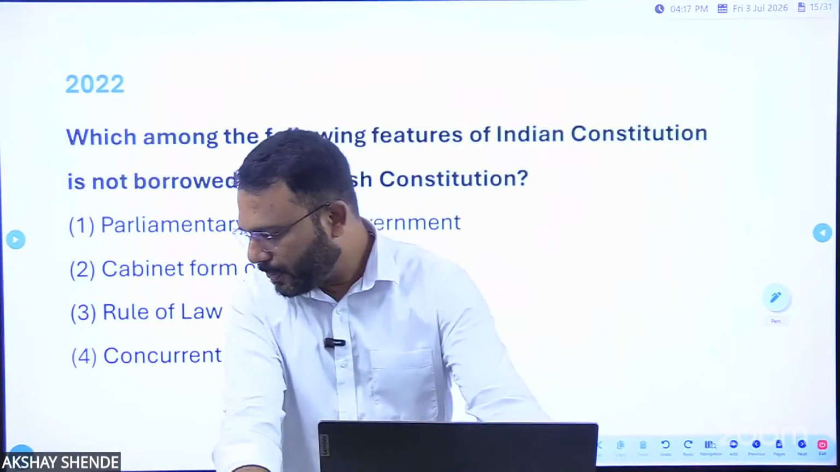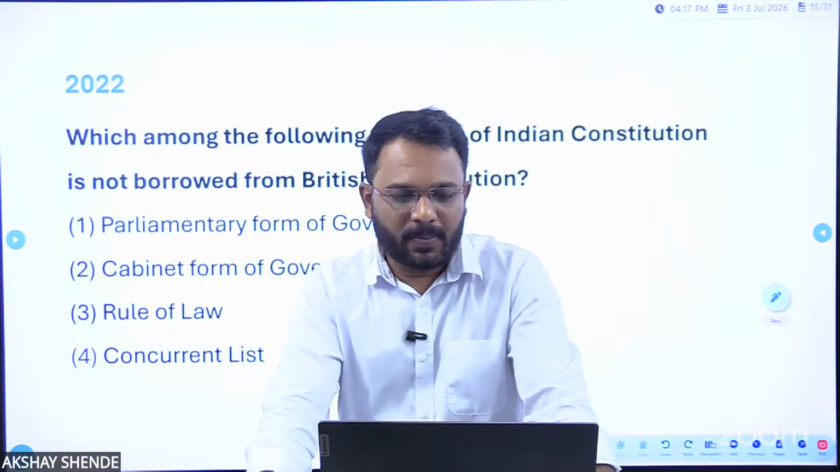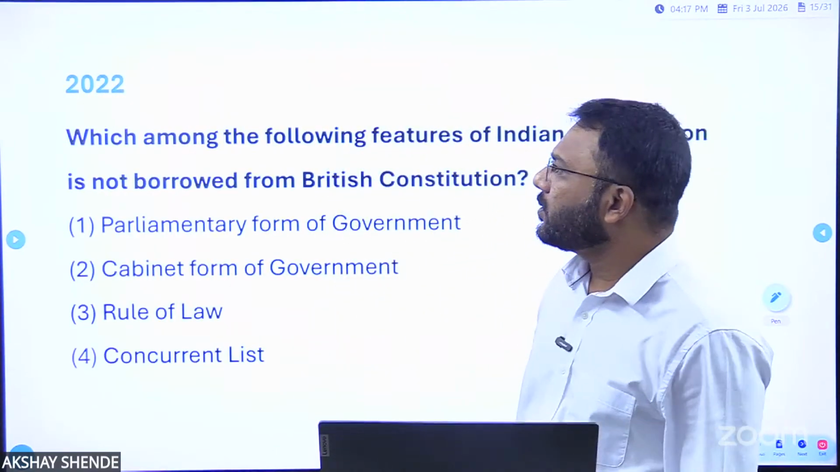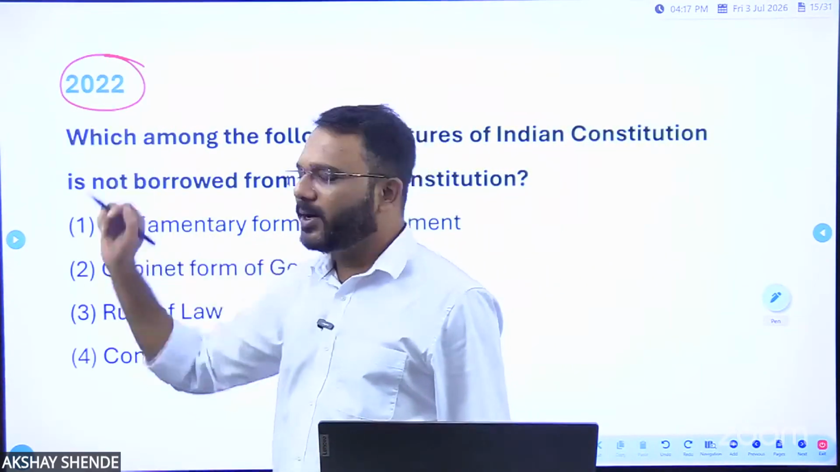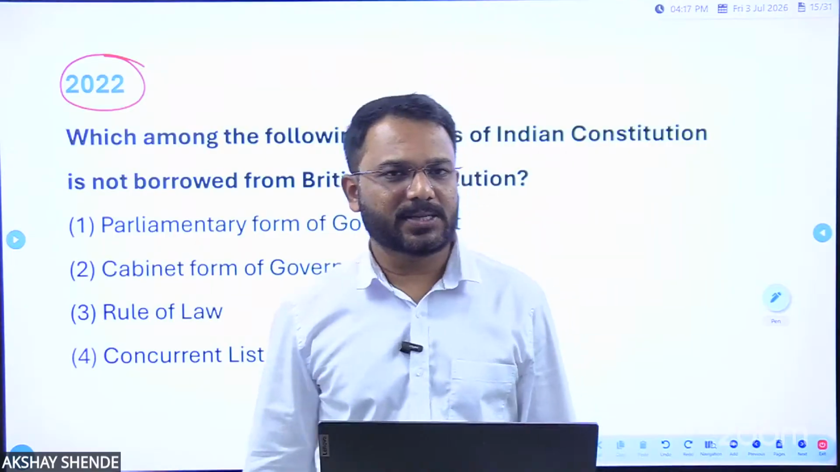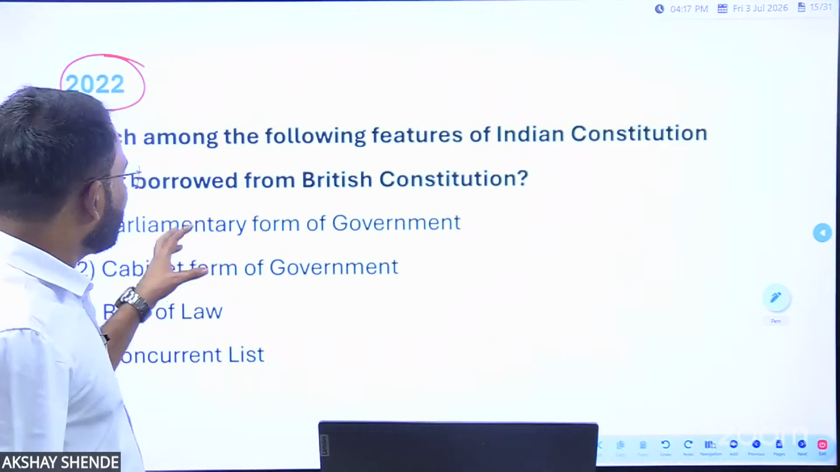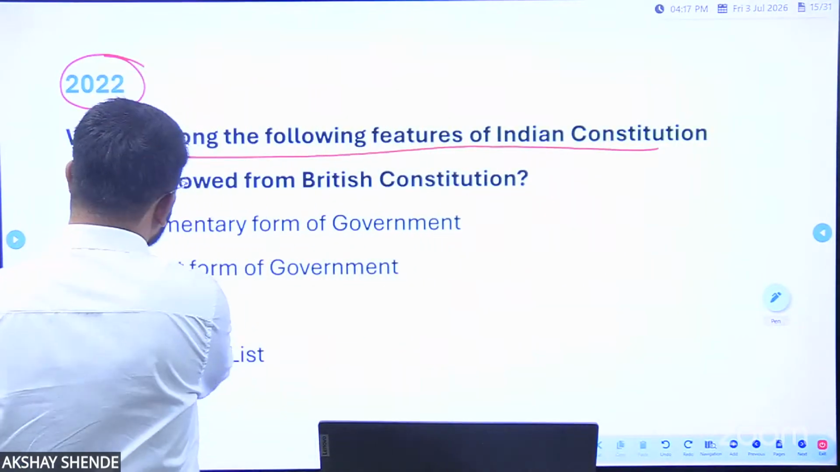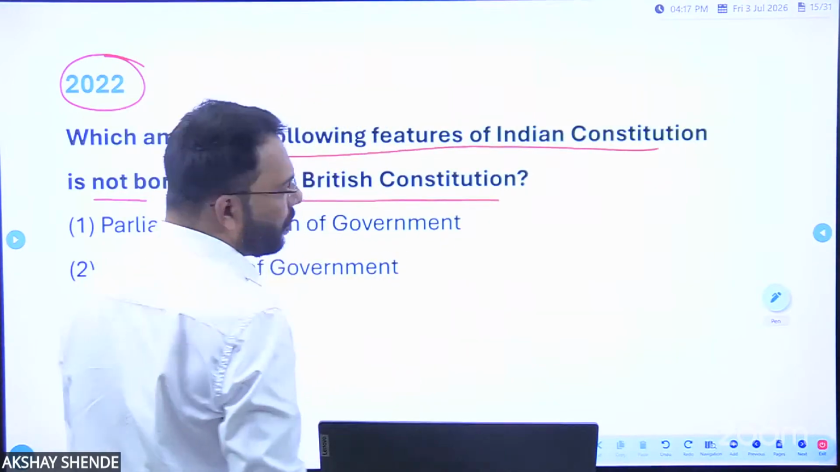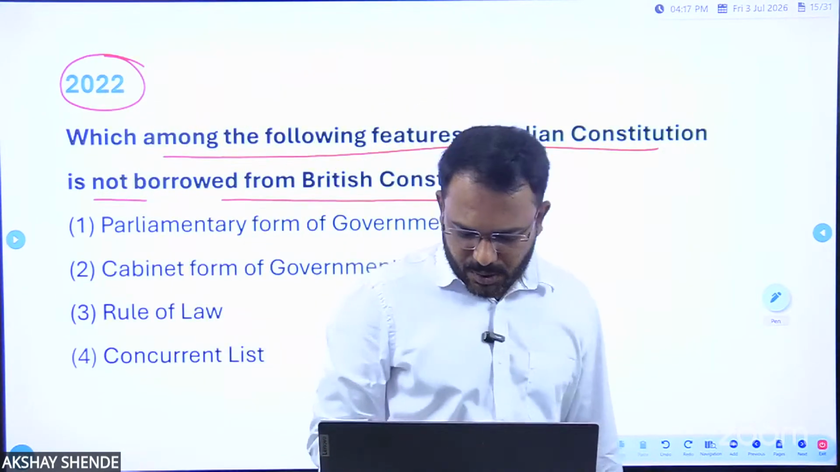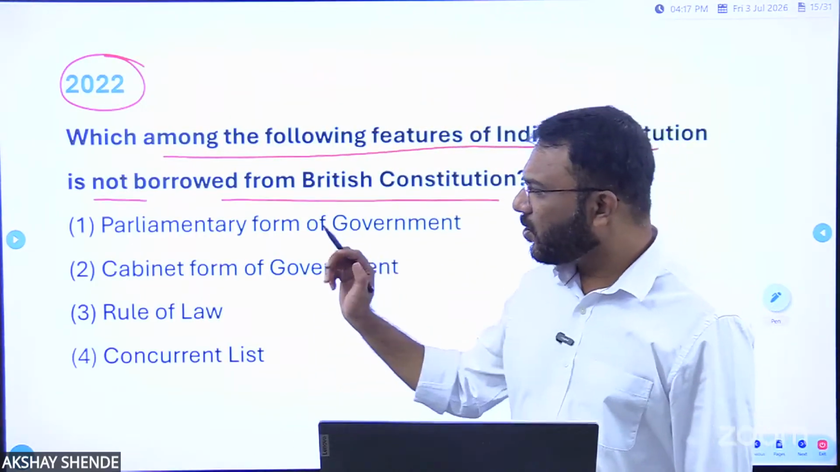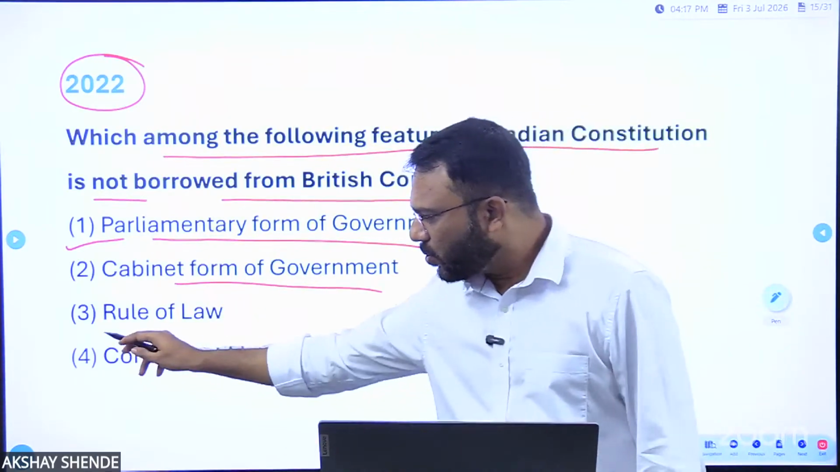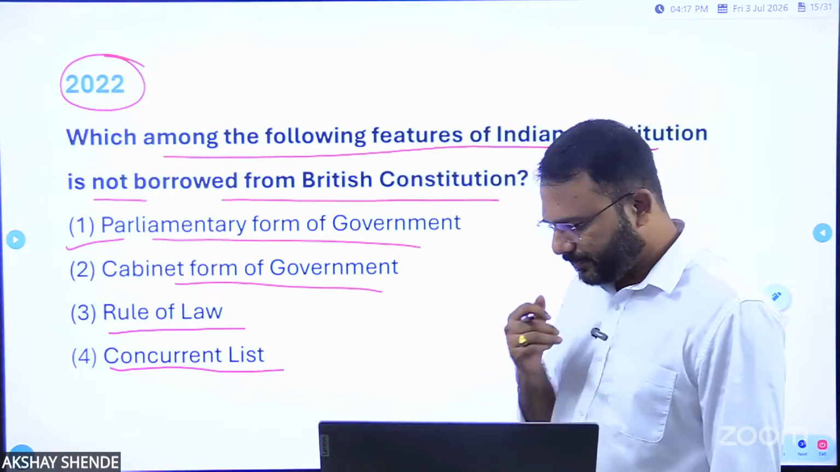Now we are going to take some PYQs. This PYQ was asked in 2022. What this question says is: which among the following features of the Indian Constitution is not borrowed from the British Constitution? The options are: parliamentary form of government, cabinet form of government, rule of law, and concurrent list.